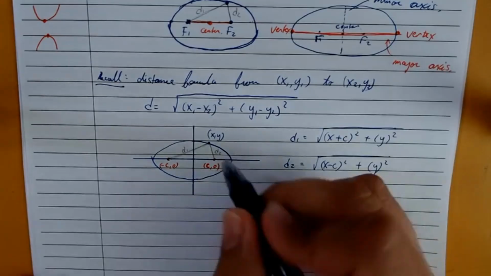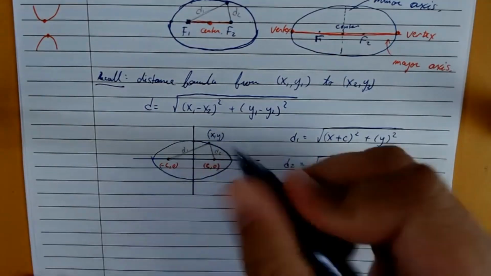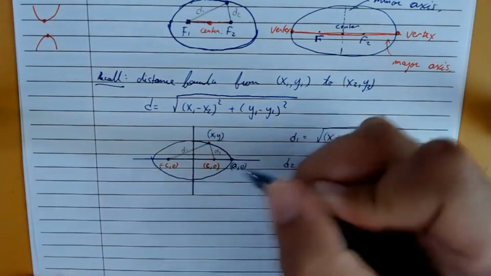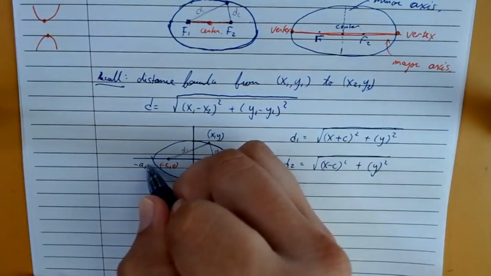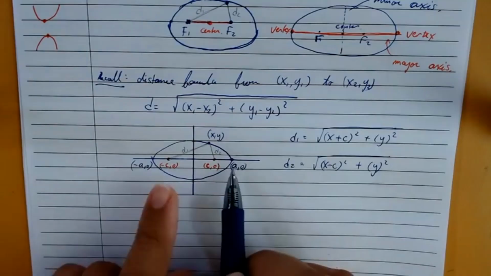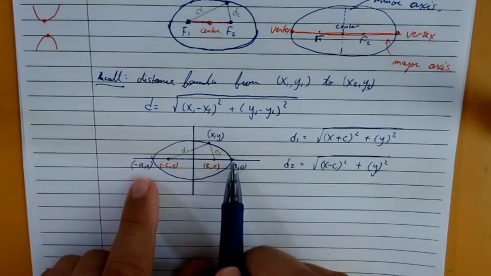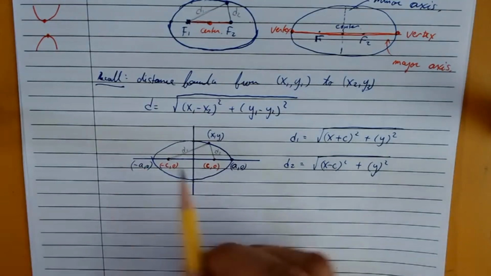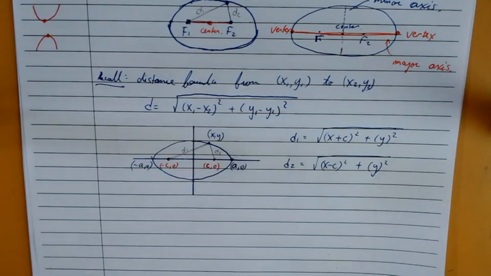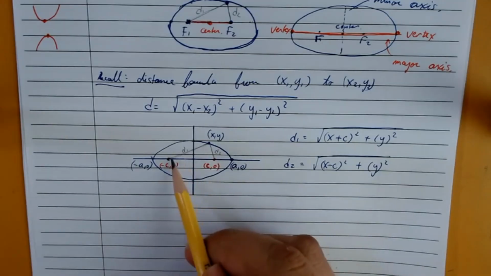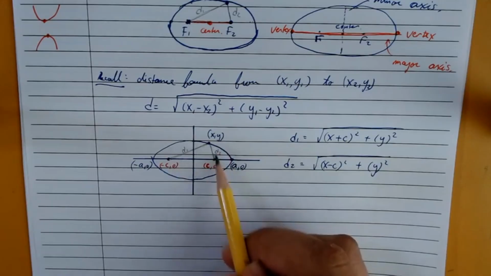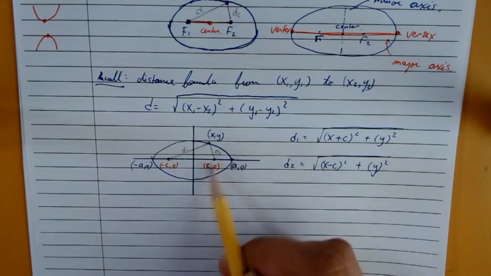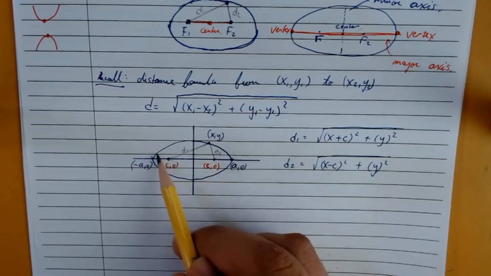Okay, now consider these points, the vertices. Here, I'll call this one a comma 0, and I'll call this one negative a comma 0. After all, everything's symmetric, so if this one's to the right a units, this one's to the left a units. Now, whenever I add these two distances, they have to be a constant. So if I have the distance from here to here plus the distance from here to here, that's going to be the same as the distance from here to here and from here to here.